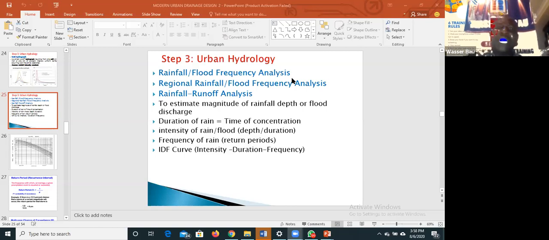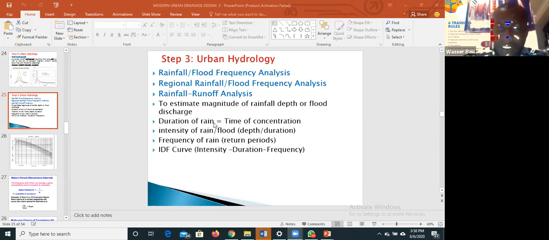So it means that in using your flood analysis, you must use the highest flood based on what you're doing. We'll still come to that. I will show you when to use 10 years, when to use 20 years, when to use 15 years, when to use 25 years. Now, the next thing is time of concentration, duration of rain.